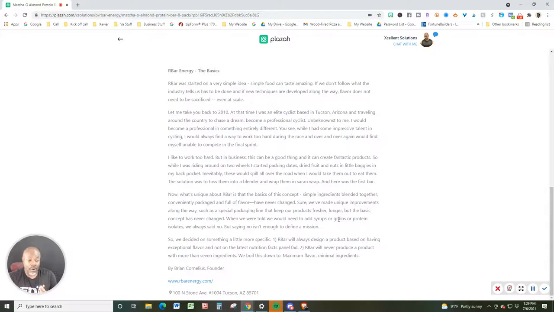Number one, Rbar will always design a product based on having exceptional flavor and not on the latest nutrition facts panels or fads. Number two, Rbar will never produce a product with more than 7 ingredients. We boil it down to this: maximum flavor, minimal ingredients. Again, that comes from the founder, Brian Cornelius.